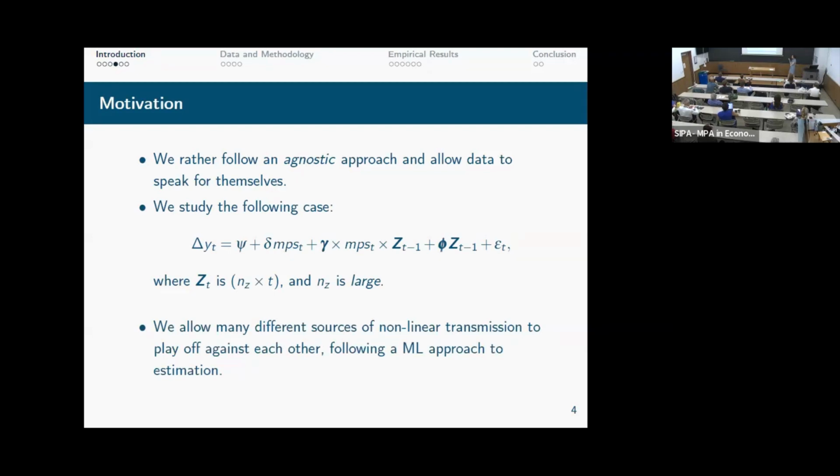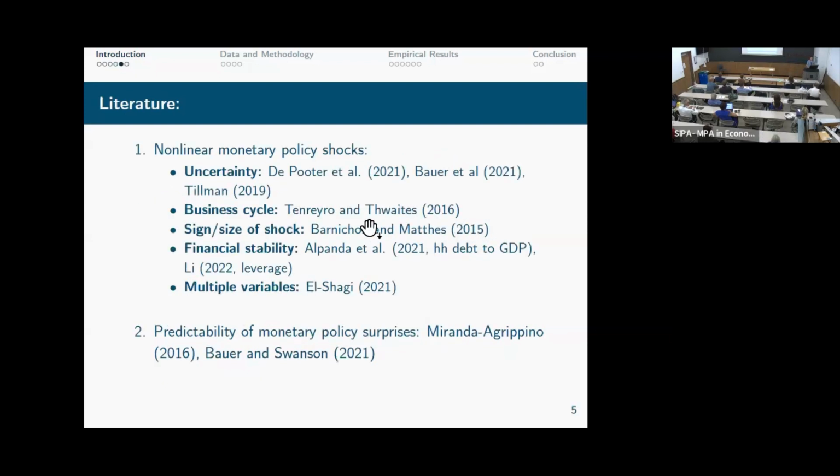So in that setup, we allow many different sources of nonlinear transmission to play off one against each other, and we follow a machine learning approach to select the relevant interactive variables. This study is related to two different strands of the literature. The first one is about the nonlinearity of monetary policy shocks.